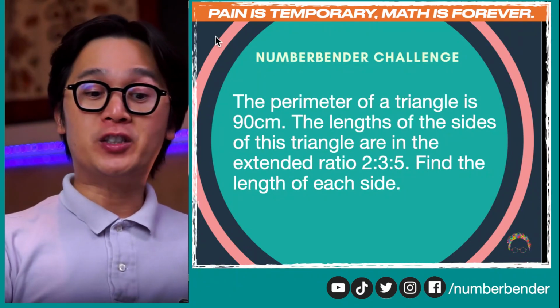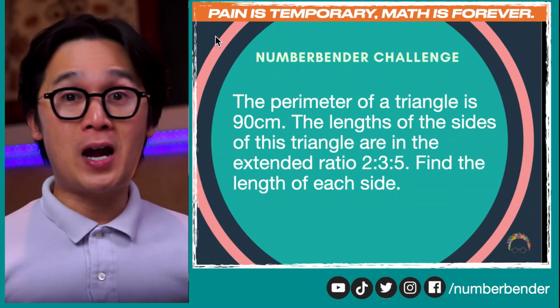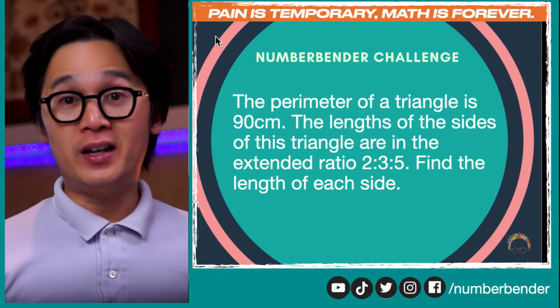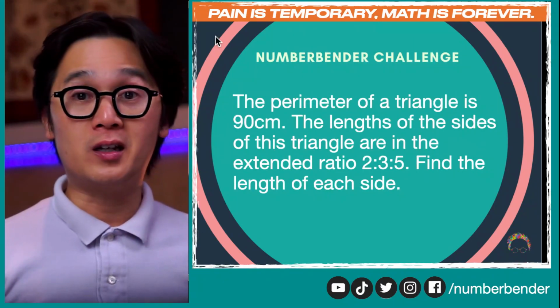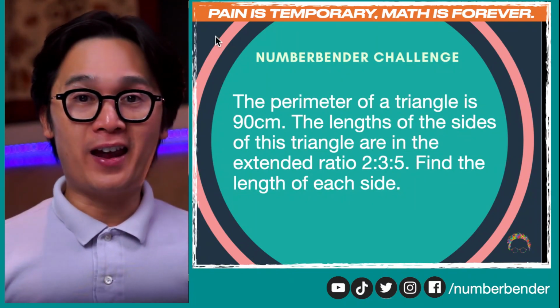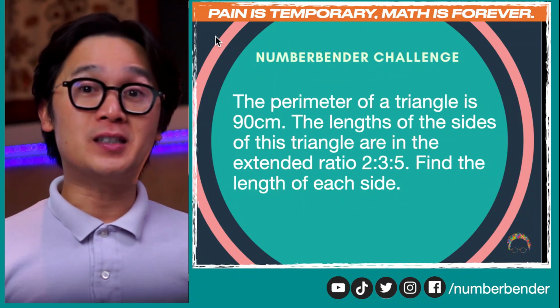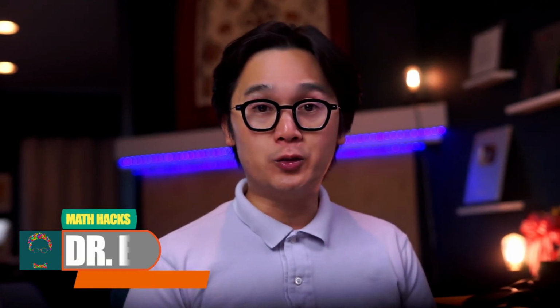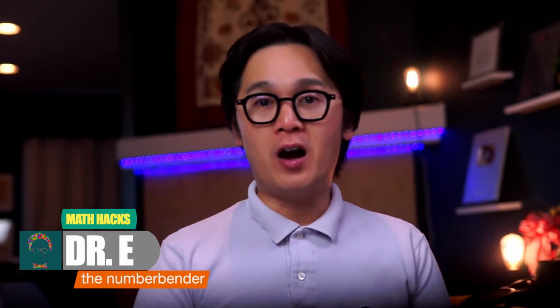So your Numberbender challenge of the day would be to find the side lengths of this triangle, given that the perimeter is 90 centimeters and the extended ratio is 2:3:5. So use your algebra skill and your geometry skill to be able to find the side lengths of this triangle. And this is how we answer problems on ratio and proportion when it comes to word problems, similar to what we have worked on in this lesson.